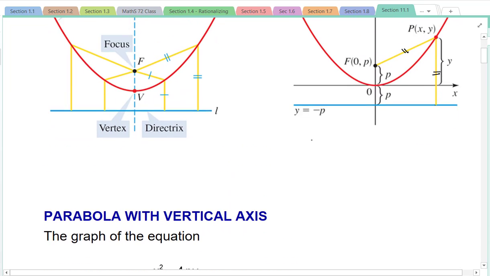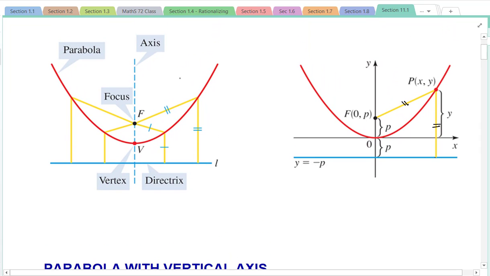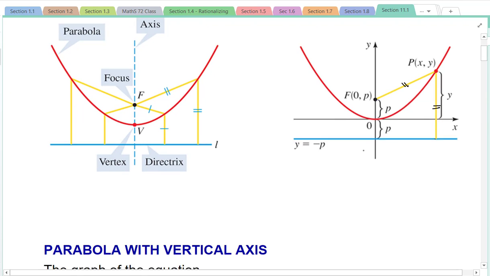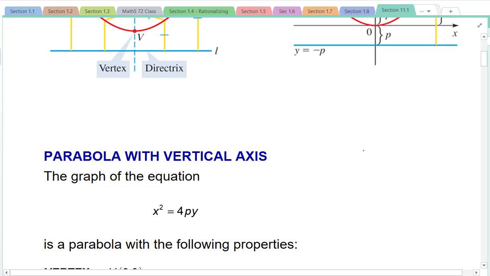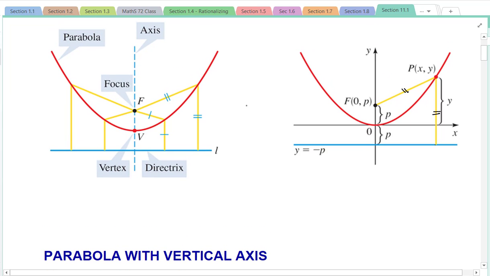When the parabola has a vertical axis of symmetry, like these two graphs, then the graph of the equation is x squared equals 4py. And you can get that by using the distance formula. We're saying that these two distances have to be the same. So we would do the distance from the point (0, p) to the point (x, y).